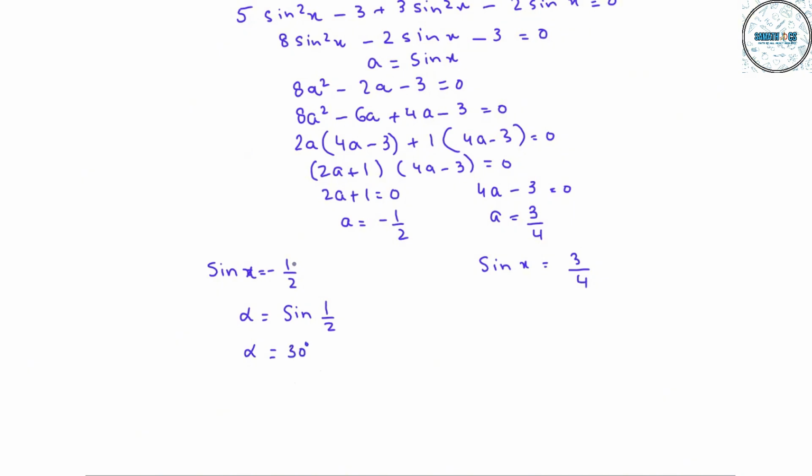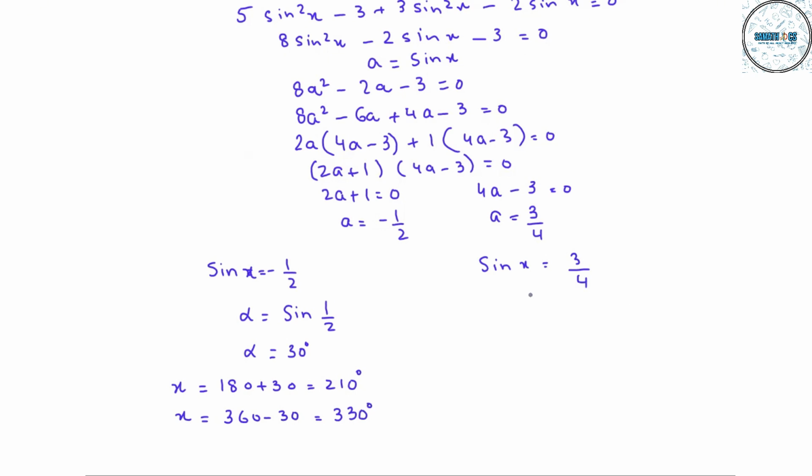As sin x is negative 1 upon 2, we have to consider third and fourth quadrant. In third quadrant, the value of x is 180 plus 30, which is equal to 210 degree. In fourth quadrant, x is 360 minus 30 degree, which is equal to 330 degree.